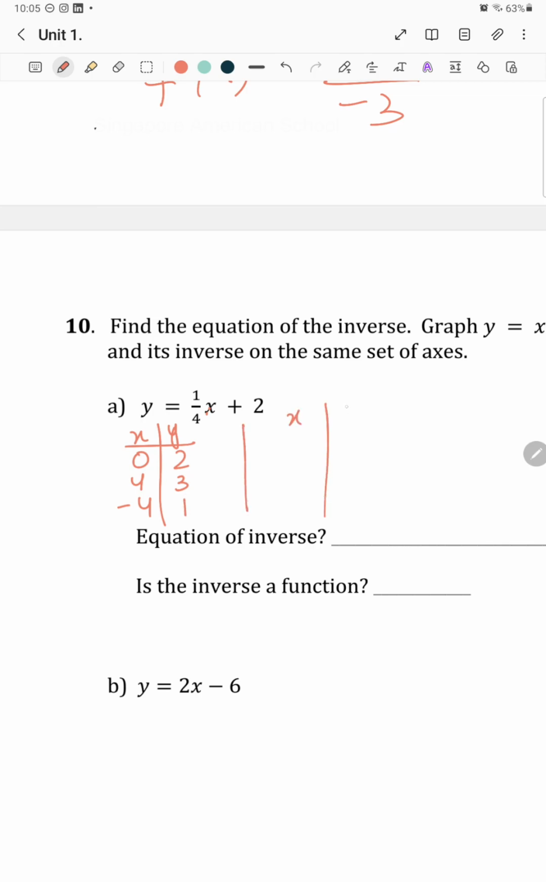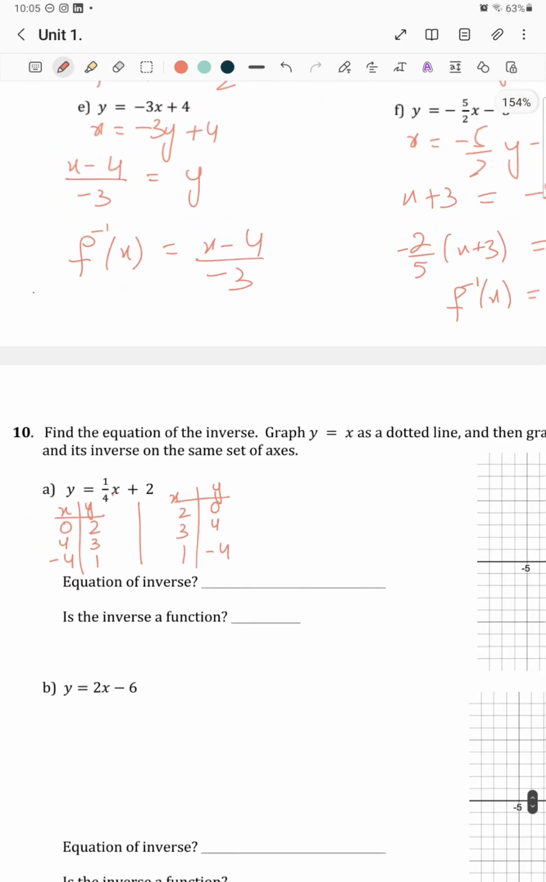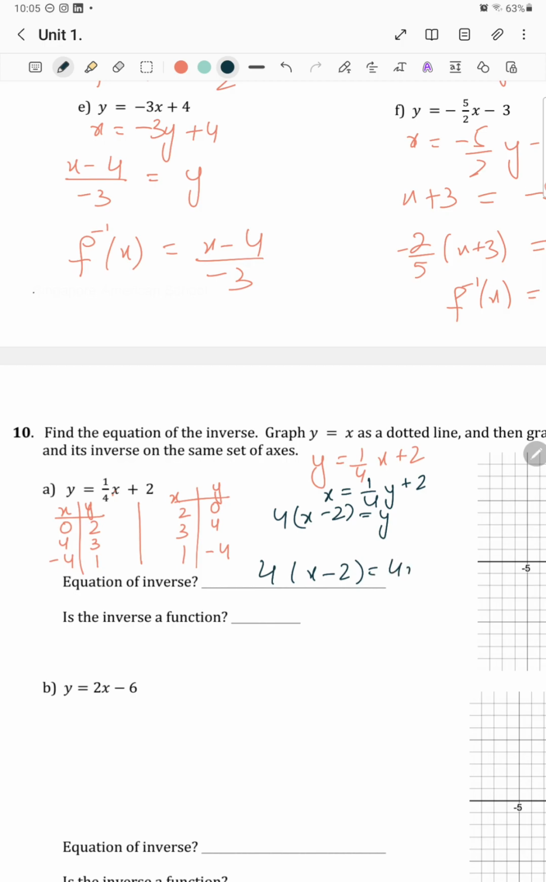The inverse would be this. This would be the inverse. What will be the equation of the inverse? Switch. Is this inverse a function?